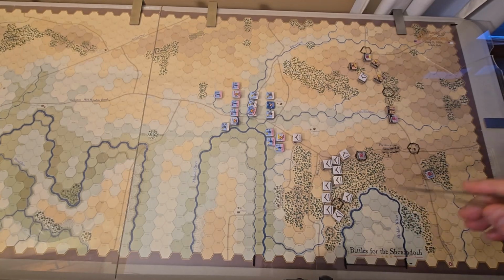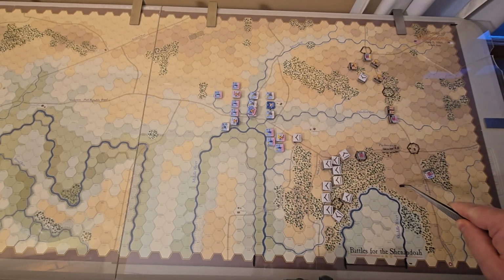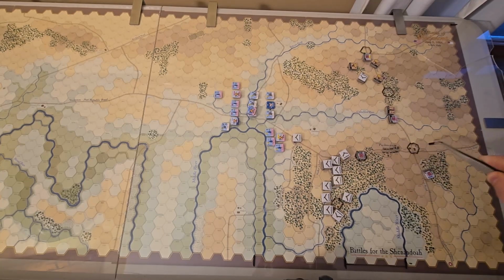Trying to hold the line, trying to make sure that they don't lose the ability to trace their lines of supply off the map. For the Union, it's very straightforward. It's going to be attack, break the lines, get around them, try to surround them, getting into Piedmont here, taking these hexes, and cutting off a lot of their supply so that they cannot get points for that, or they'll become ineffective, I guess is what I should say. So that's pretty much everything for the setup.